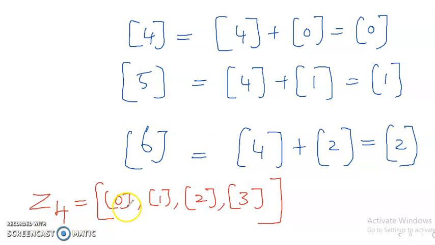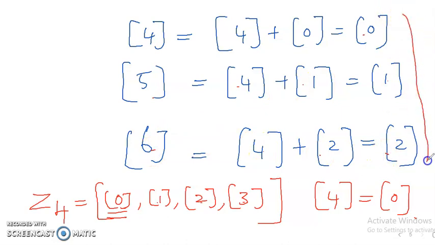Since Z₄ has only 0, 1, 2, 3, and with respect to addition, 0 is the identity element here. So if you take 4, that will be equal to 0. So 4 means 4 plus 0, which gives 0; 5 means 4 plus 1, that is 1; 6 means 4 plus 2, that is 2. We should find elements that belong to the set Z₄. So 4, 5, 6 are not elements here, and we can rewrite it like this.